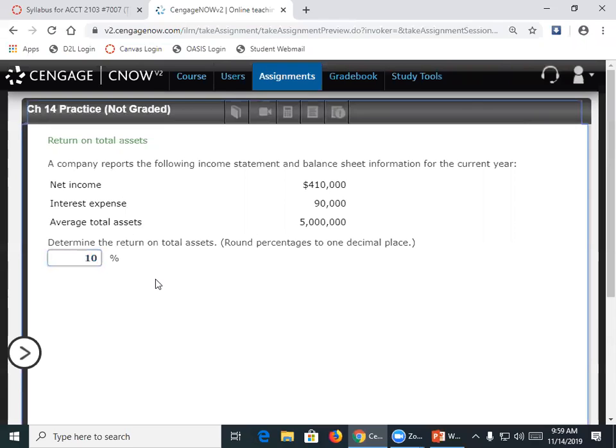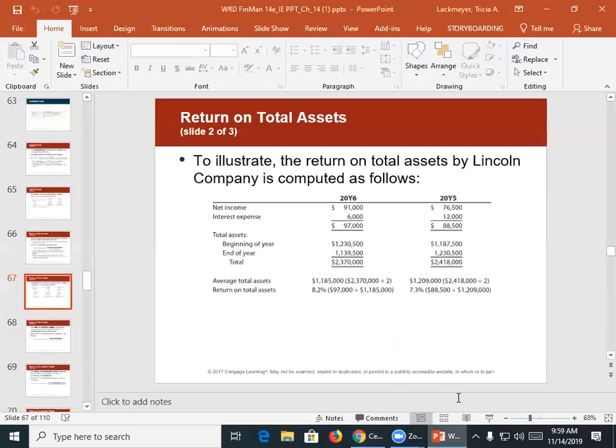Okay, we just have 2 more to cover. Almost done, right? They start to run together, I know, so.